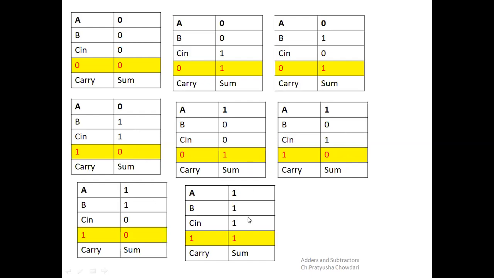When you have three ones, the answer is supposed to be 3 in decimal, and 3 in binary is represented using the binary bits 1 and 1. So when you add three ones, sum is equal to 1 and carry is also 1. We know how to weight it: 1 into 2 power 0 plus 1 into 2 power 1, so 2 plus 1 is 3. So in binary we represent it this way.